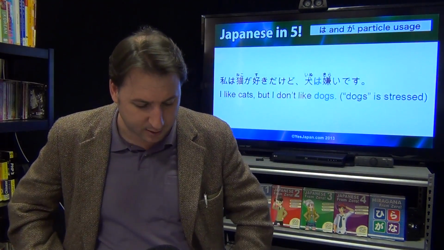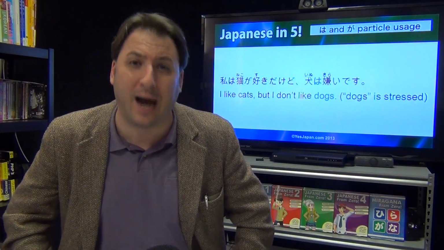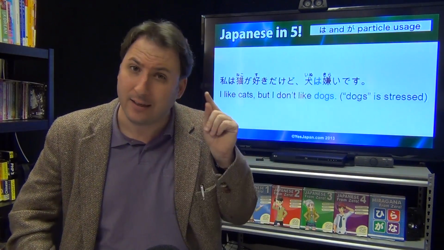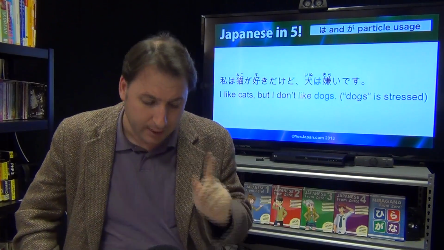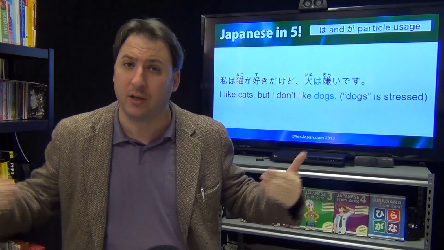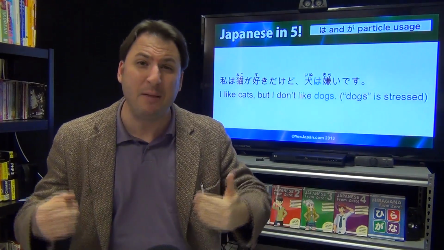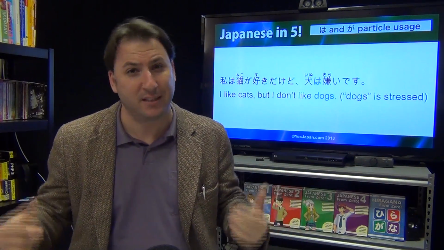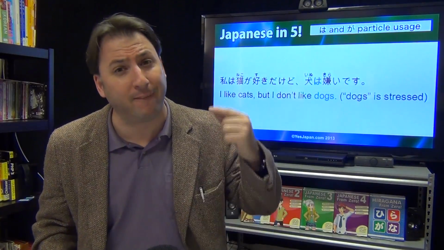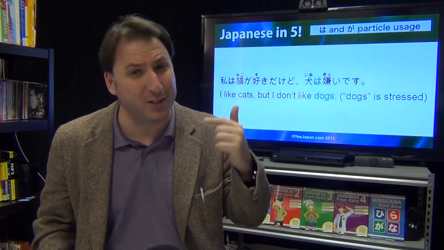Let's look at this sentence. Watashi wa neko ga suki. Dakedo, I like cats. However, inu wa kirai desu. Typically with suki and kirai, you use ga. Ga typically marks the thing that you like. It's a subject marker. But here you're stressing. You're saying dogs. I don't like dogs. I like cats, but I don't like dogs.